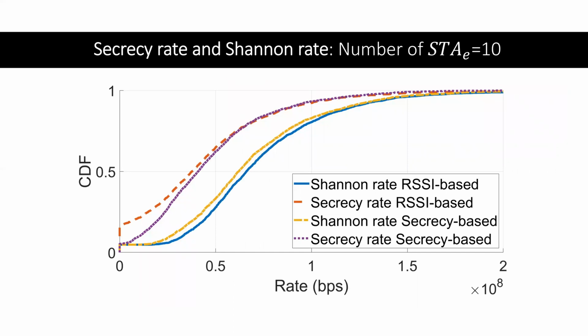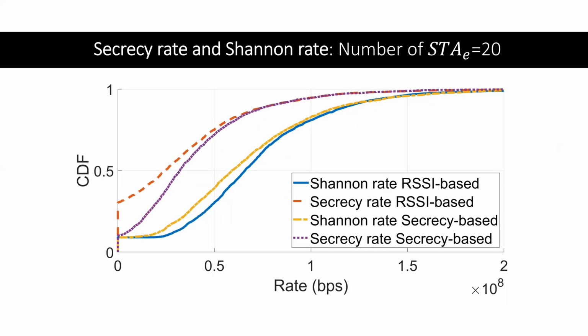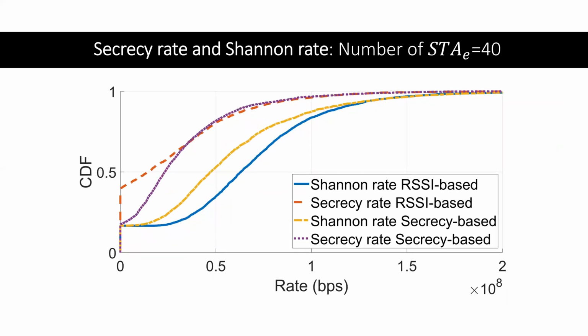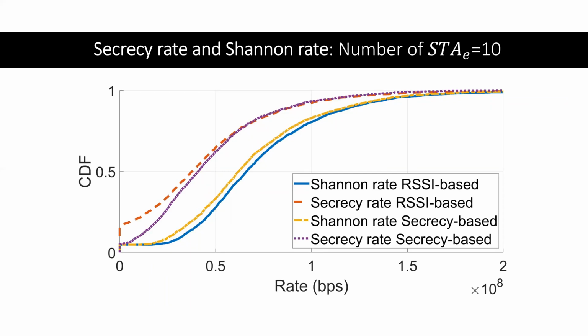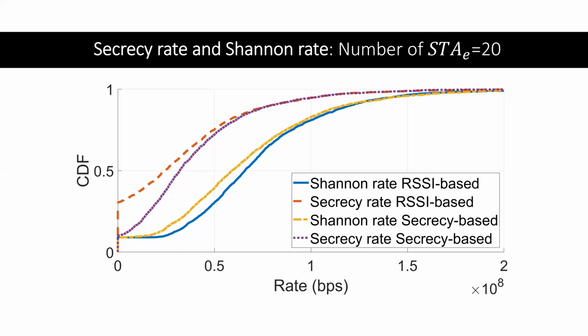We varied the number of eavesdropping stations between 10, 20, and 40, and we calculated the channel rate and the secrecy rate for the RSSI-based and the secrecy-based algorithms. What we notice is that as the number of eavesdropping stations increases, our secrecy-based algorithm offers higher secrecy rates in comparison to the RSSI-based one. However, when it comes to the channel capacity rate, the RSSI-based algorithm outperforms our secrecy-based one, and the difference becomes bigger as the number of eavesdropping stations increases.